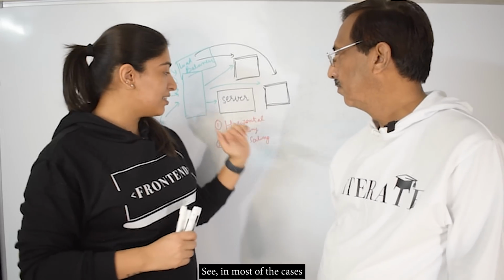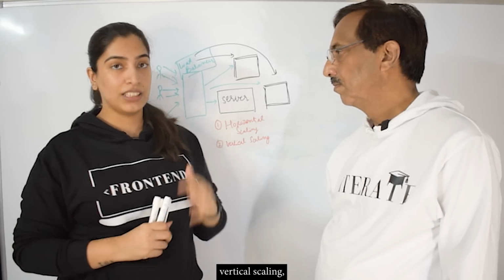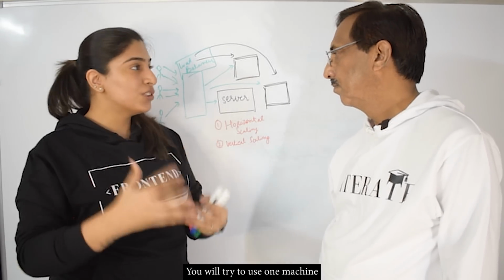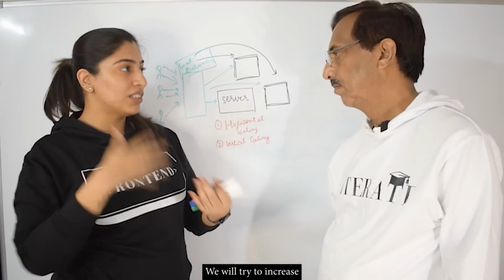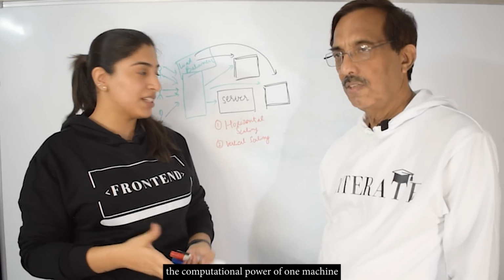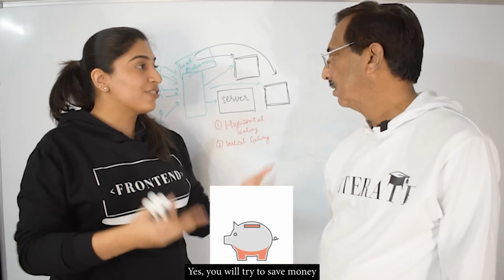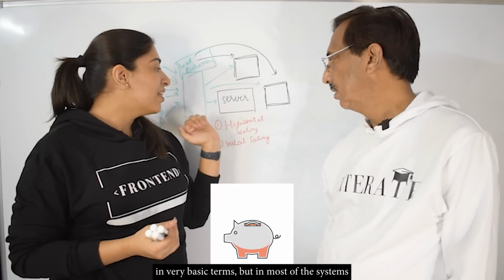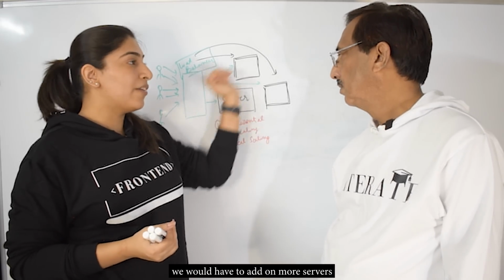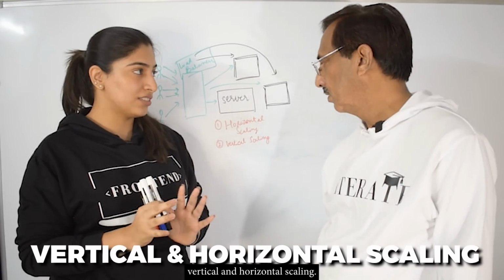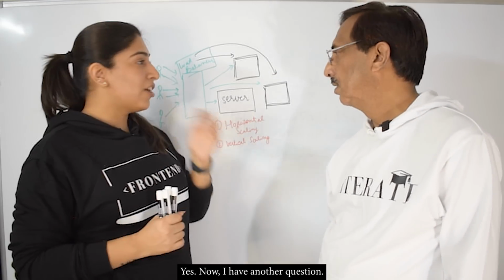See, in most of the cases when we talk about horizontal scaling and vertical scaling, it is usually a combination of both. You will try to use one machine as much as possible. You will try to increase the computational power of one machine as much as possible, to save on the capex. Yes, basically, you will try to save money in very basic terms. But in most of the systems, you would have to add more servers, and you would have to do both vertical and horizontal scaling. A combination of both. Yes.